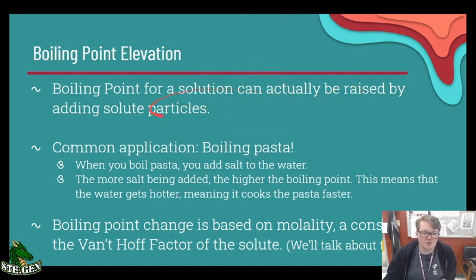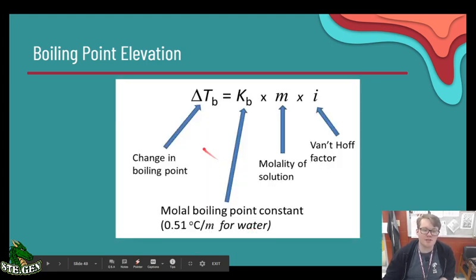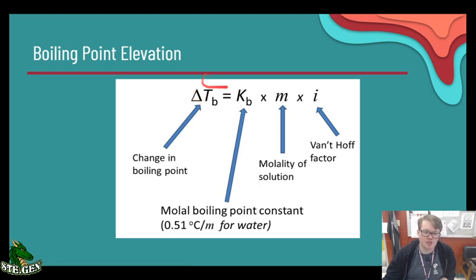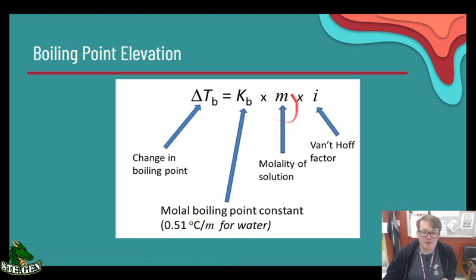Boiling point for a solution can be raised by adding solute particles, so you just need to add something to it. It's based on molality, a constant for that given substance, and what's called the Van 't Hoff factor. We'll talk about that in a moment. The equation looks like this: delta T_B, the change in the boiling point's temperature, is equal to the boiling point constant, which I will make sure I give you on the test, as I will any other one. The molal boiling point constant for water is 0.51 degrees Celsius per molal, multiplied by the molality of the solution times i, the Van 't Hoff factor.